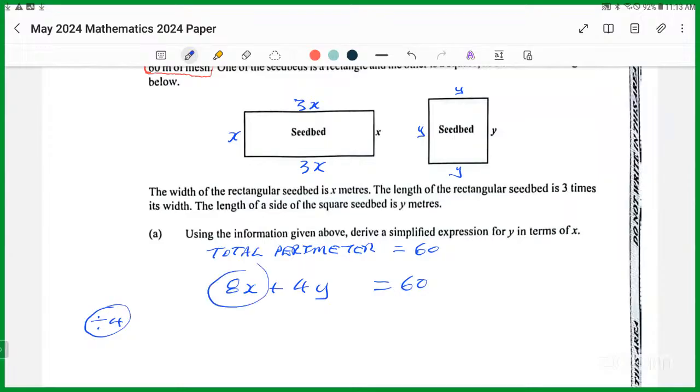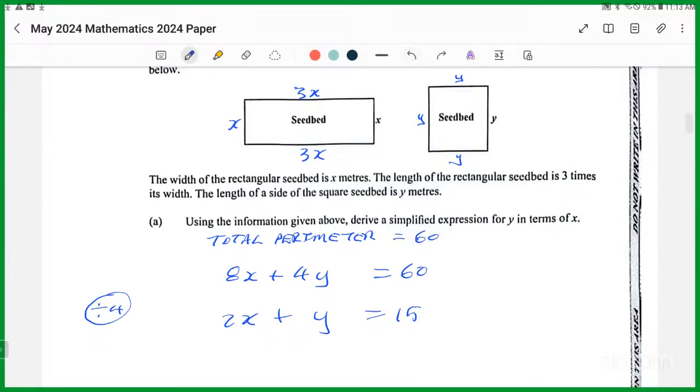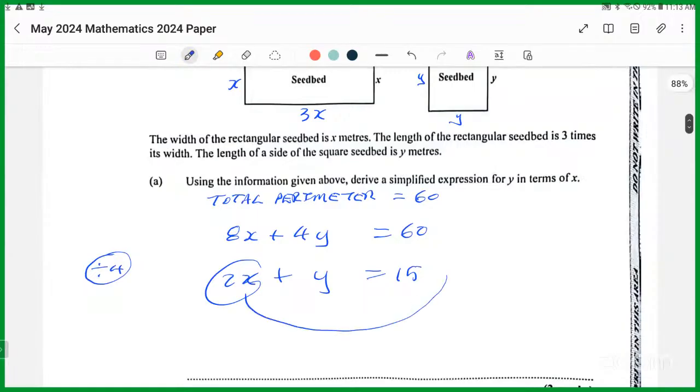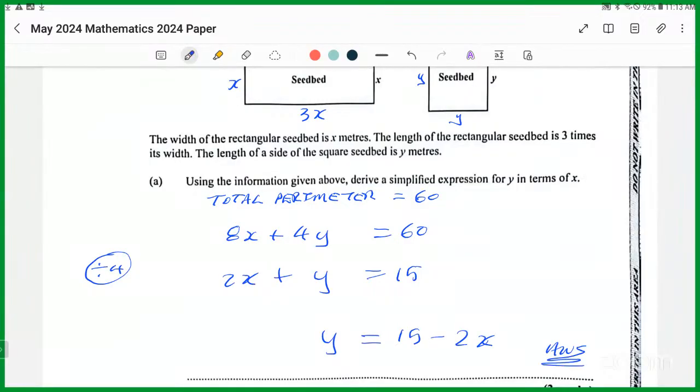Divide this by 4, it becomes 2x. Divide this by 4, it becomes y. Divide 60 by 4, it becomes 15. We want to make y the subject because they said y in terms of x. That means we're going to take this 2x and transpose it onto this side. And so we're going to end up with y equals 15 minus 2x. That is the answer. Y in terms of x.